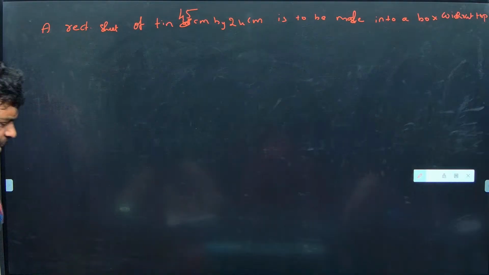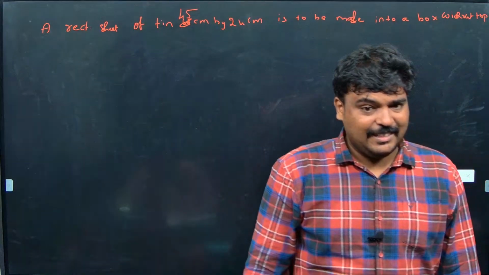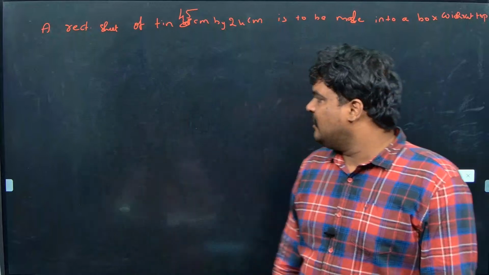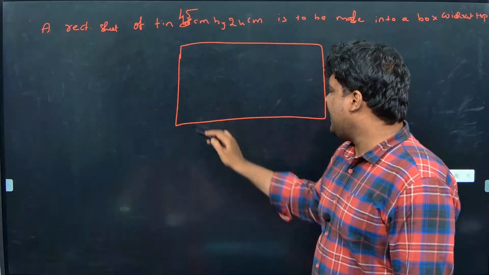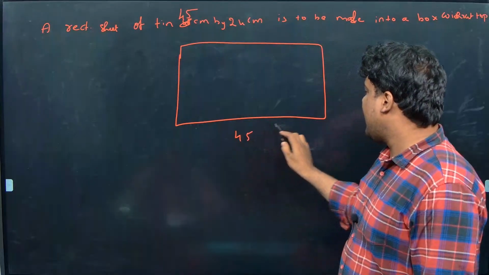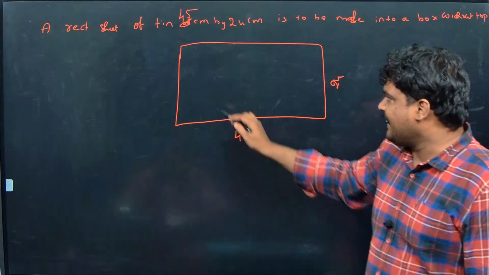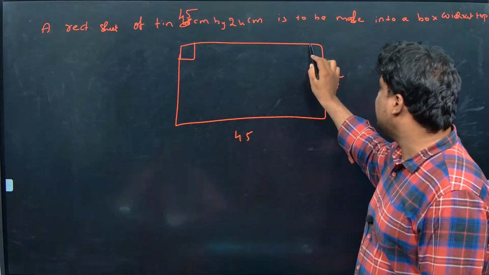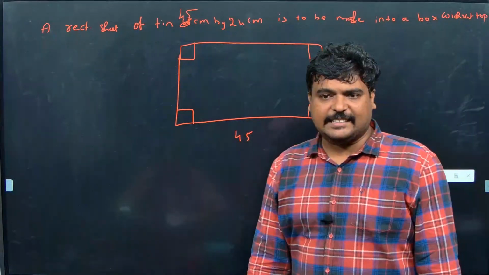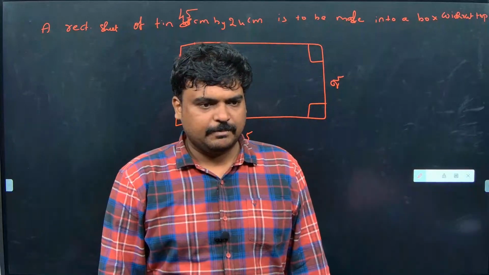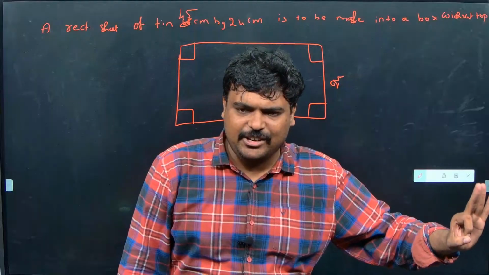Same thing, guys. But in the previous one it was a square; here it is a rectangle. So I am going to take a rectangular sheet of length 45 and breadth 24. The same way, I am going to cut equal square pieces at the corners, in the way that I will get the maximum volume.